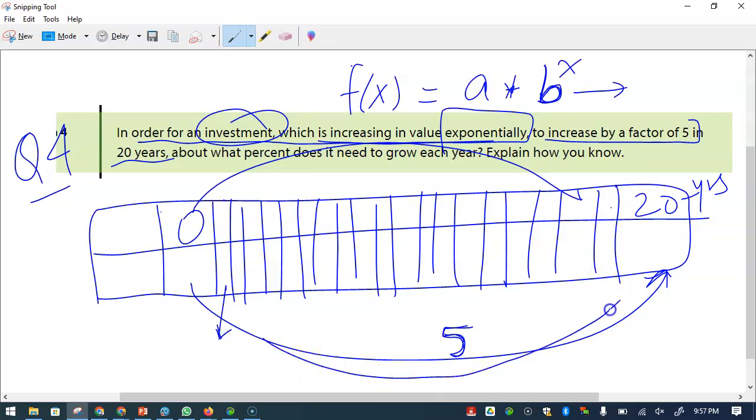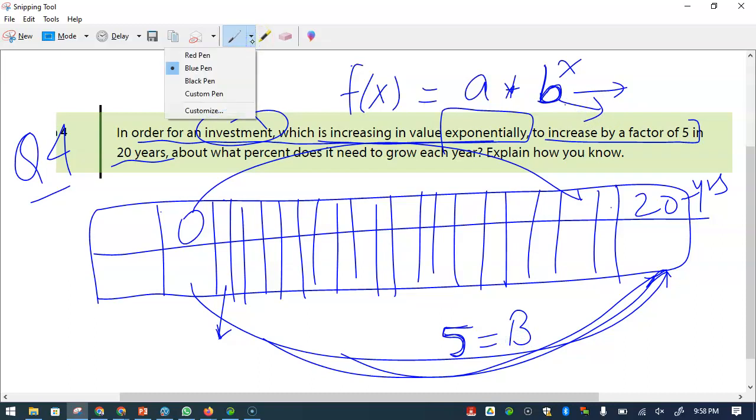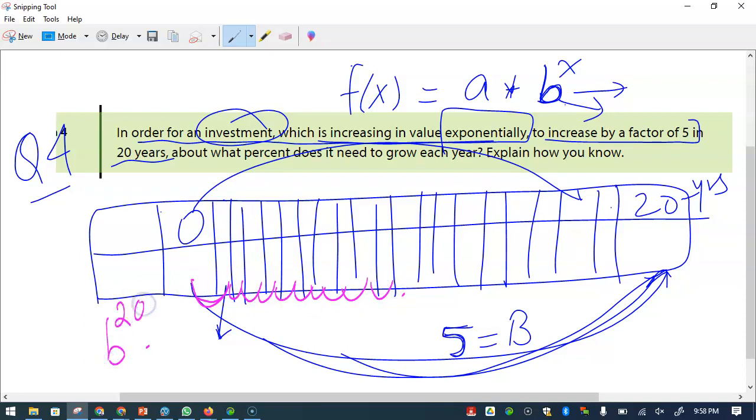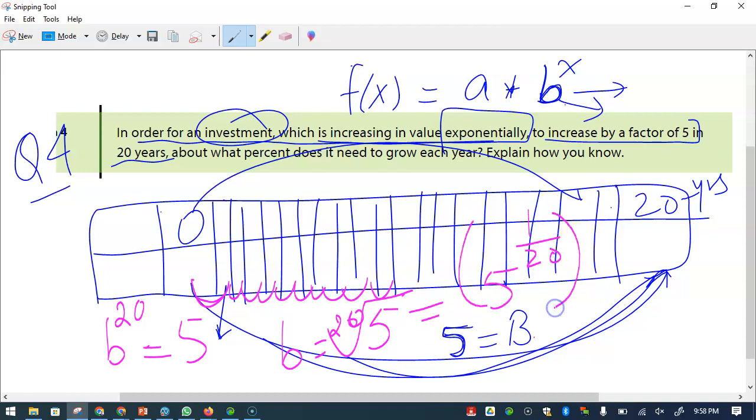What is this b, right? So how many b's? One b, another b, another b. So it's all these 20 b's. We say b raised to 20 equals 5, correct? So therefore b equals the 20th root of 5. And that is 5 raised to 1 over 20. So that's the factor of each year.